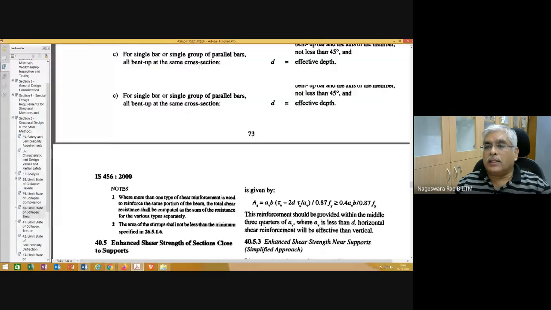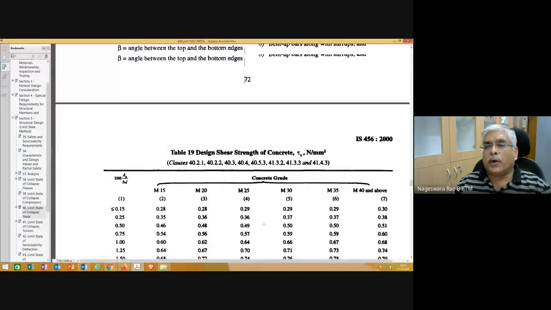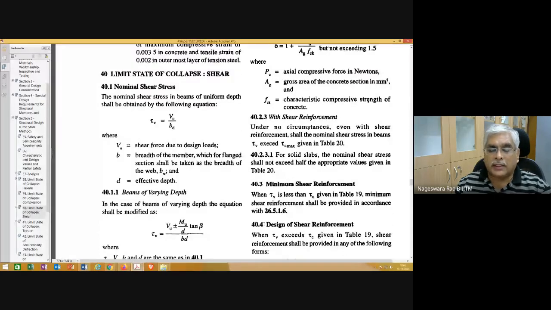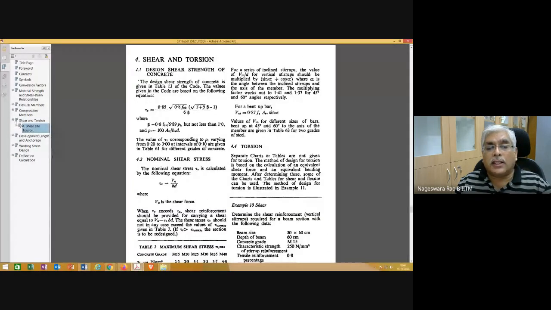The corresponding explanation and also some of the design tables for design purposes are given in SP16. In SP16 there is a section on shear and torsion, Section 4. Here you may find some additional information which is not mentioned in IS 456 2000.